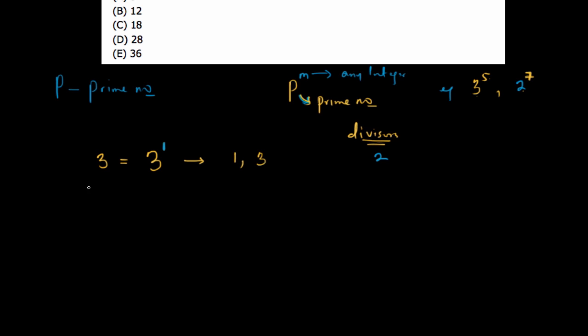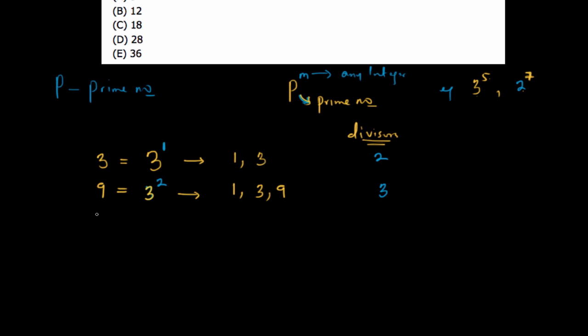Let's look at another number. Let's say 9. 9 is the same thing as 3 to the power 2, right? So the divisors of 9, including 1, are 1, 3, and 9. That's all. So for this number, how many divisors do we have? We have 1, 2, 3. So we have 3 divisors.